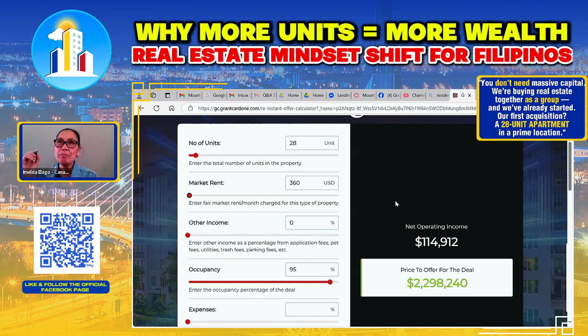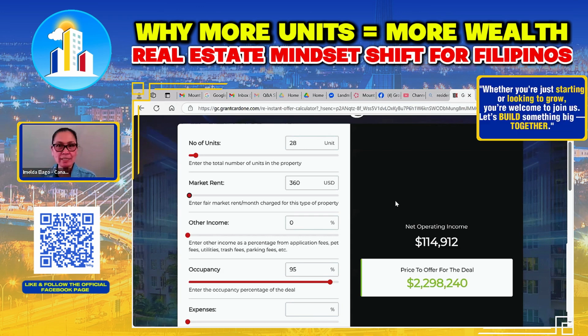So, pagka naglagay ka ng 100,000 and meron kang 5% cash on cash, meaning sa isang taon, kikita ng 5,000 yung 100,000 na inilagay mo. That's cash on cash, okay? Kasi you put in that. Now, pag bumalik na yung 100,000 mo and you're still getting cash flow, anong tawag doon? What kind of return is that?